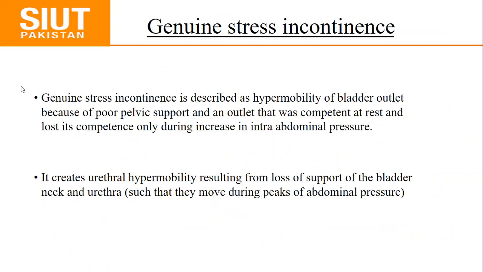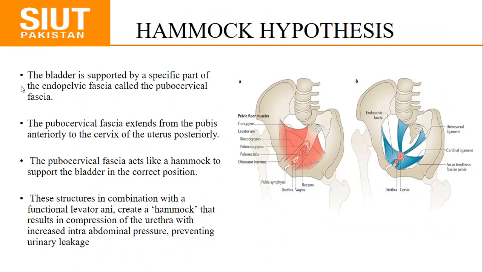In the hammock hypothesis, the endopelvic fascia gets weakened after multiple pregnancies and labor and damage to the genital tract.